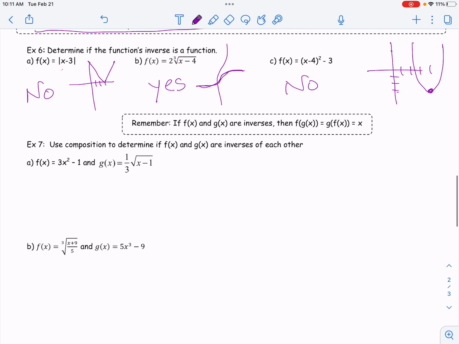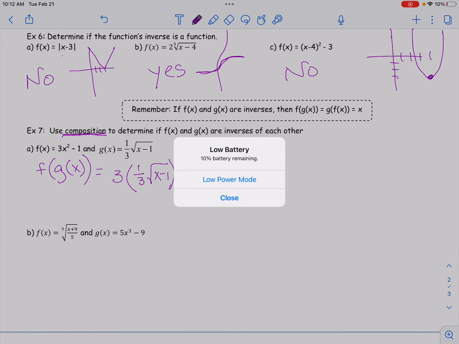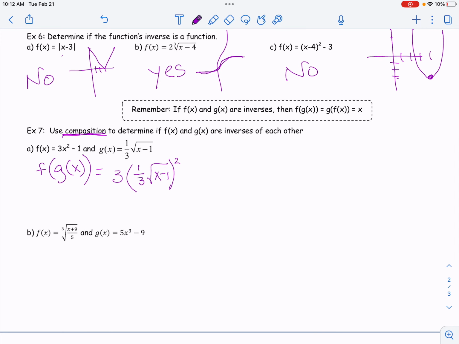All right, composition. Composition, remember, means to put one inside the other. And if they're inverses, you're going to end up with just x. So if I do f of g of x first, this would be 3 times 1/3 root x minus 1 squared. So I took this function and I put it inside right there. And then I still have minus 1.